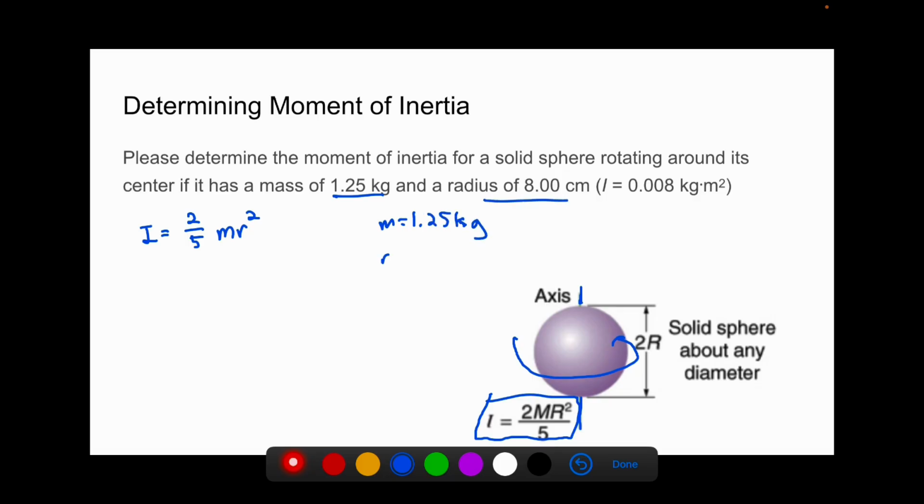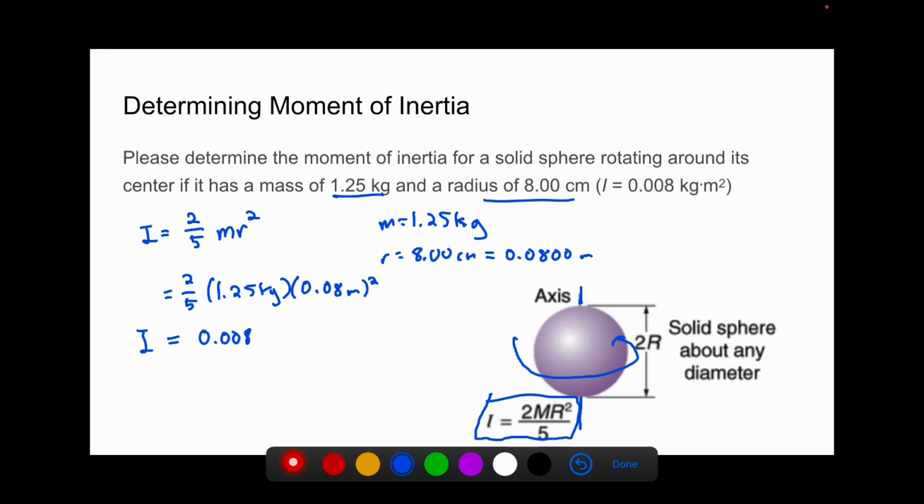and our radius equals 8.00 centimeters, let's get these into our base units. Our mass is already in kilograms, so we're good to go. But 8 centimeters, we want to convert into meters, and that's 0.0800 meters, right? So let's find our moment of inertia here. We'll take 2/5 times our mass, 1.25 kilograms, times our radius, 0.08 meters, squared.